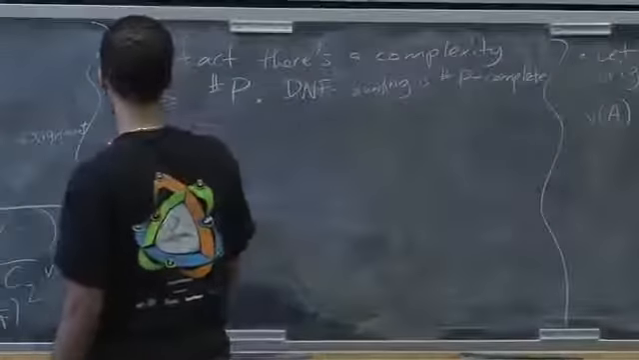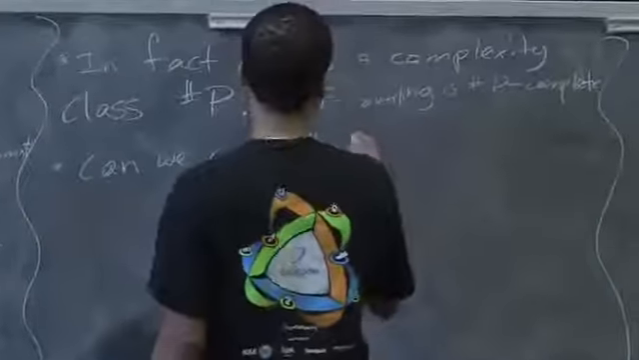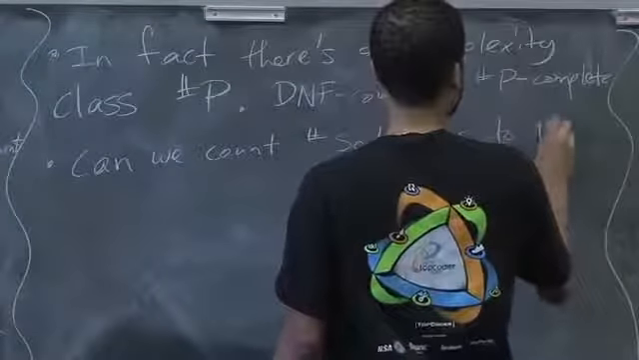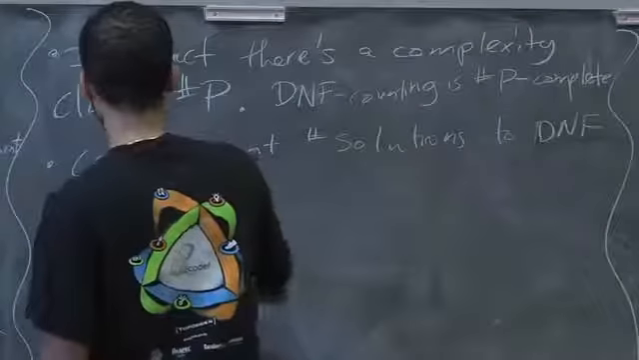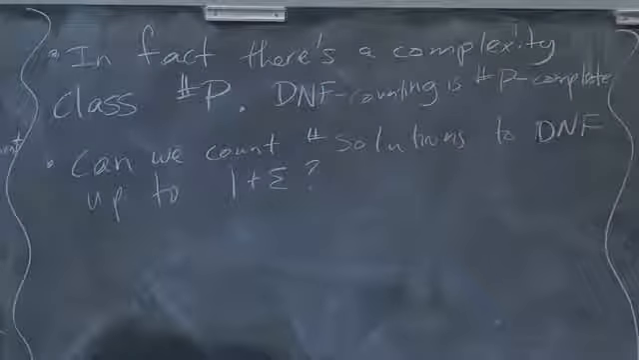But you could ask ourselves, well, can we count the number of solutions to DNF up to 1 plus epsilon? So I'm not going to get the exact number of solutions to the DNF counting problem, but I'll get some number that's at least 1 minus epsilon times the true number, and at most 1 plus epsilon times the true number. Okay. Notice that it's not immediately clear that we can't do this, right?